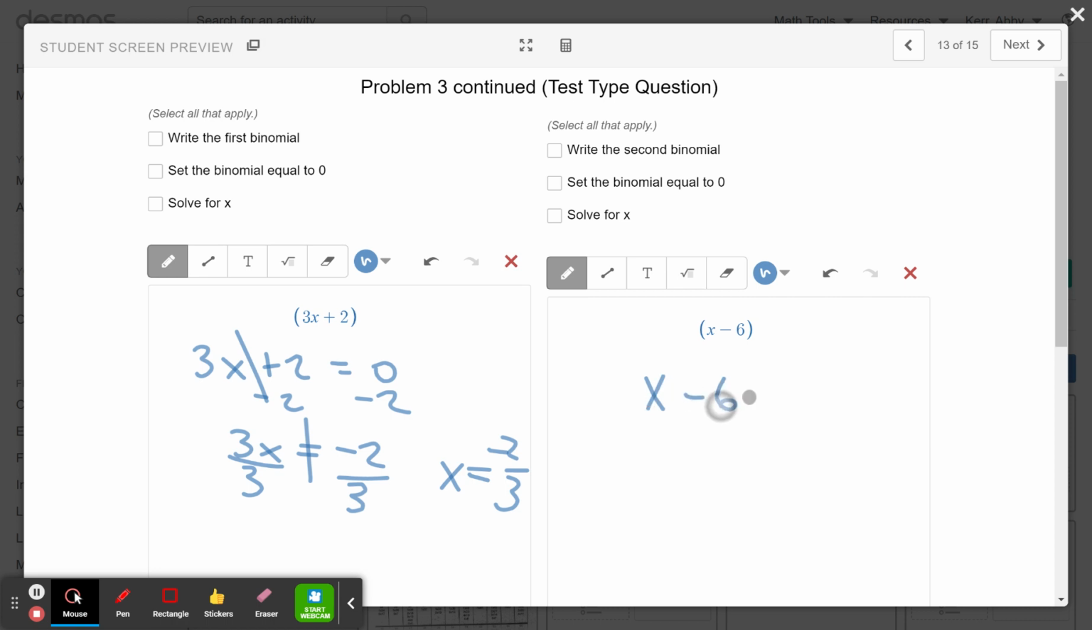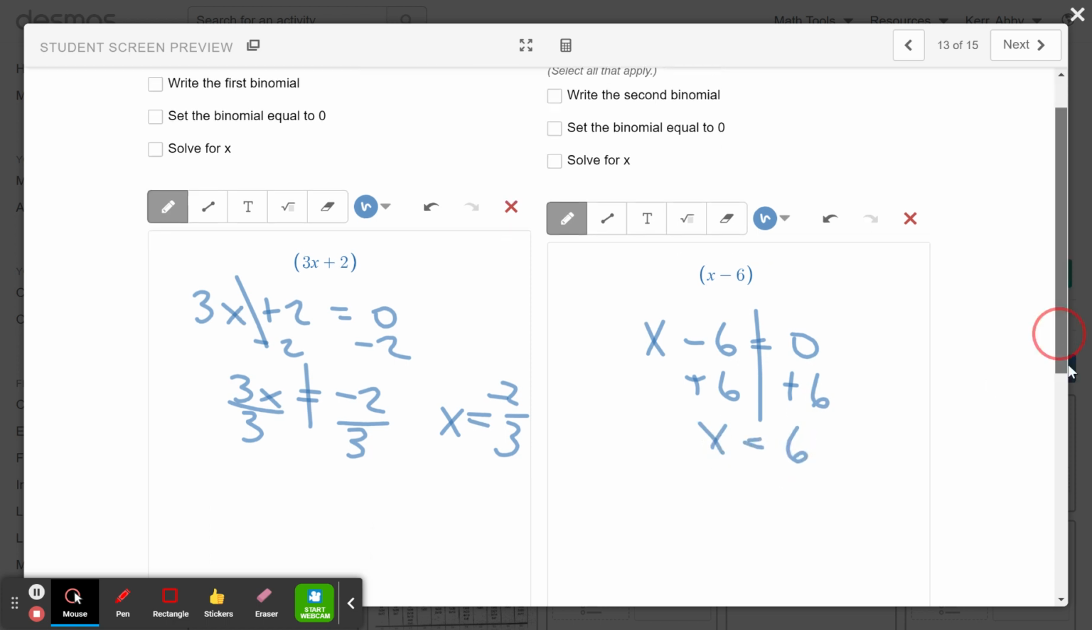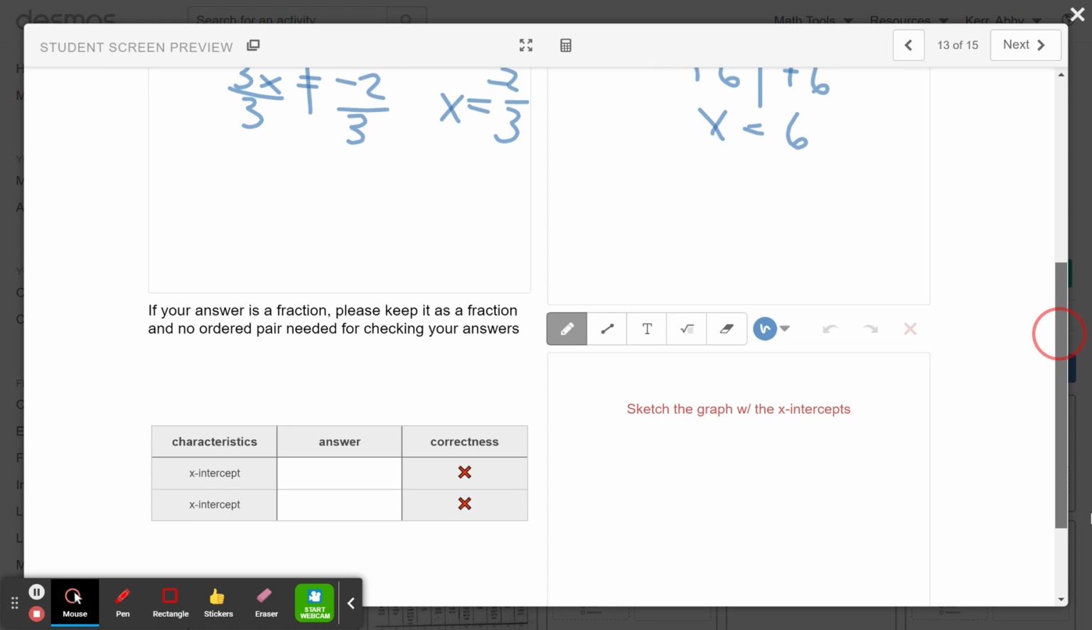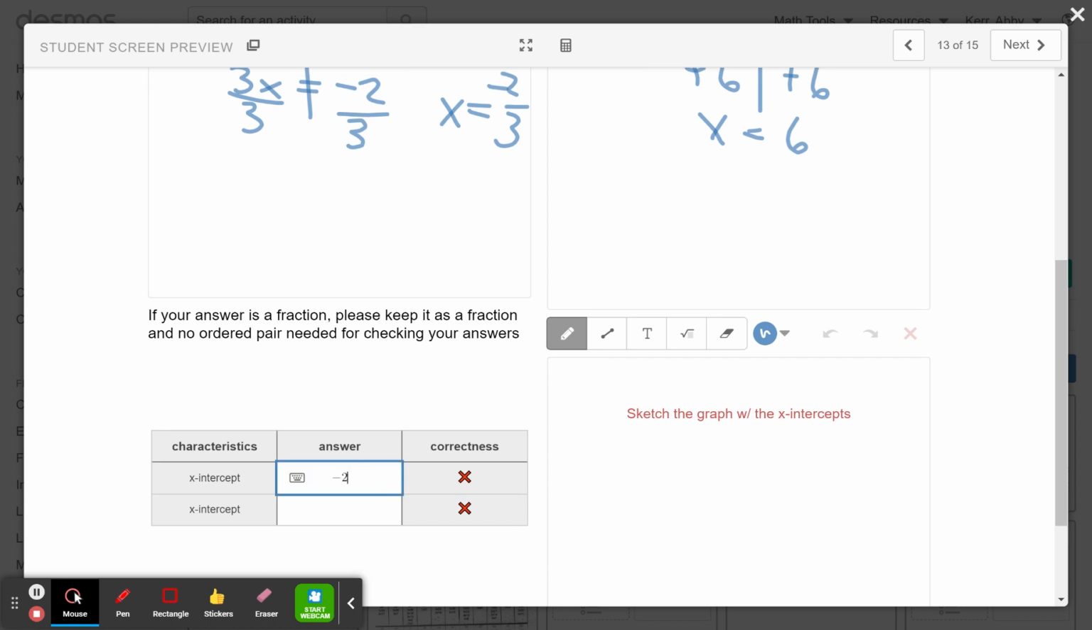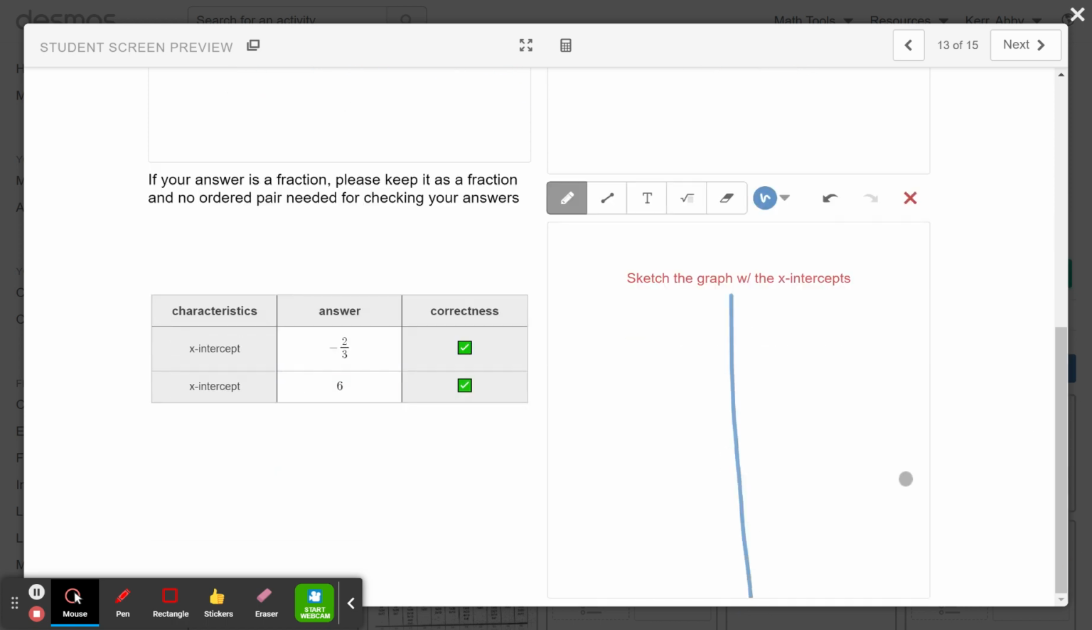Now we have x minus 6 equals 0. To undo a -6, we add 6 to both sides. So then we have x equals 6. So one of the x-intercepts is -2/3, and then a positive 6. One, two, three, four, five, 6. It's once again going to be a positive parabola.